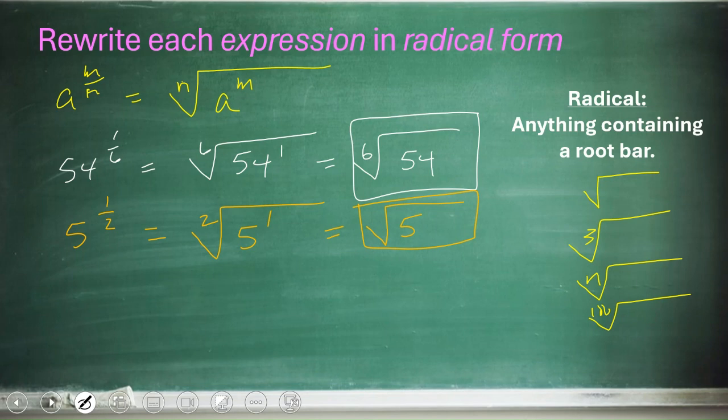Finally, let's try one that has a numerator value other than 1. So we're going to use the variable m as our base, and we are going to raise this to the power of 8 divided by 9. Here we go. Into the check mark goes the denominator of our fraction, which is 9. M goes under the root bar and it is raised to the power of 8. And this is our most simplified version.